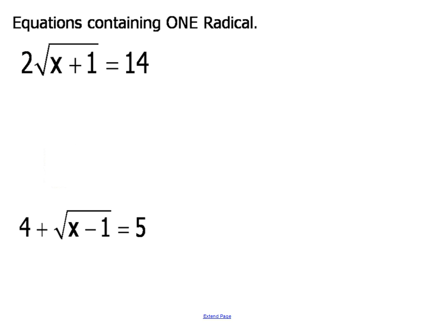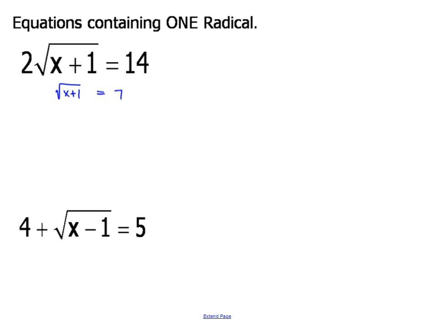So remember, step 1 is to isolate the radical if it's possible. So here I have 2 times the square root of x plus 1 equals 14. I just want the square root part by itself. So since this is 2 times, the opposite of multiplication is division. So I'm going to divide both sides by 2. When I do that, I get x plus 1 equals 14 divided by 2 is 7.